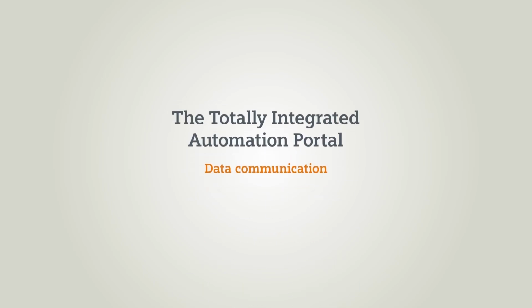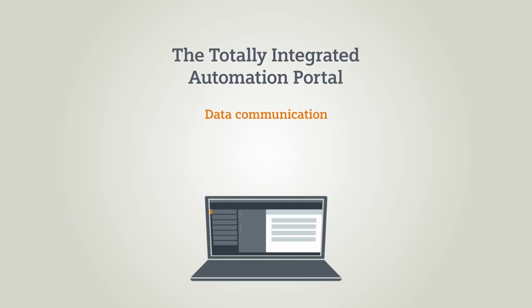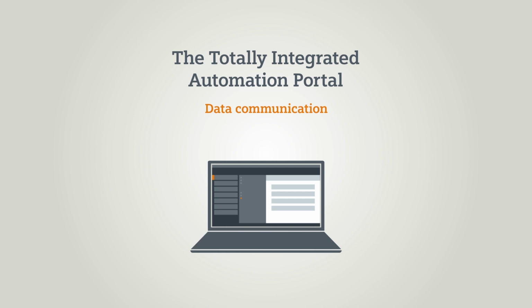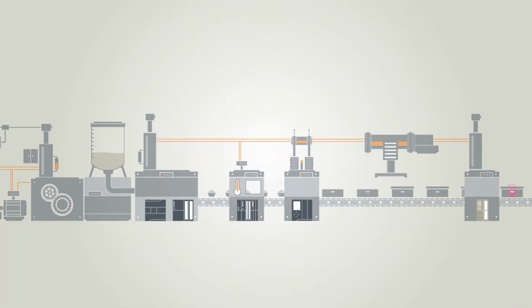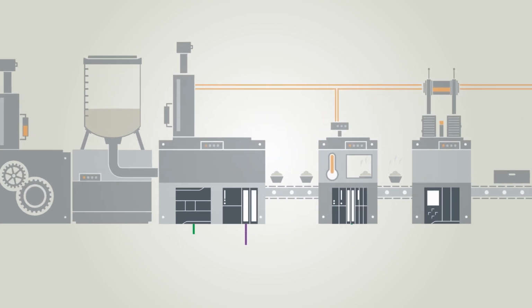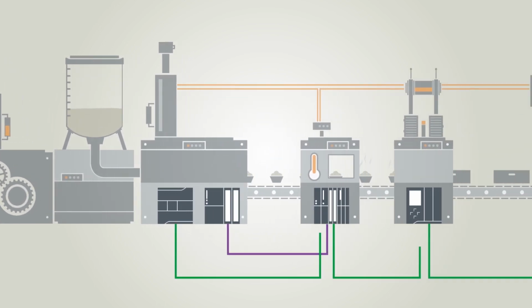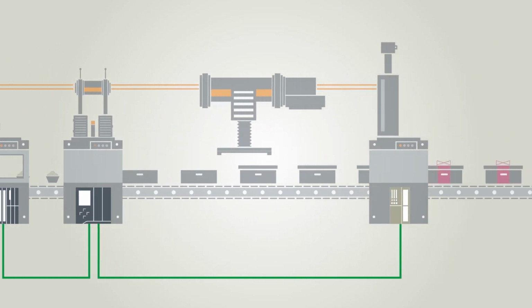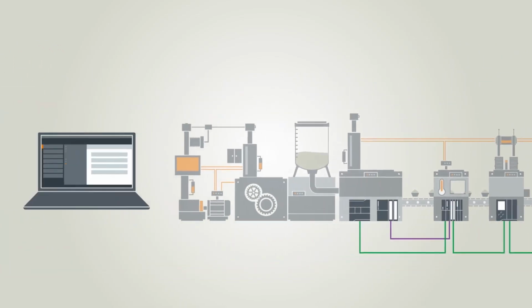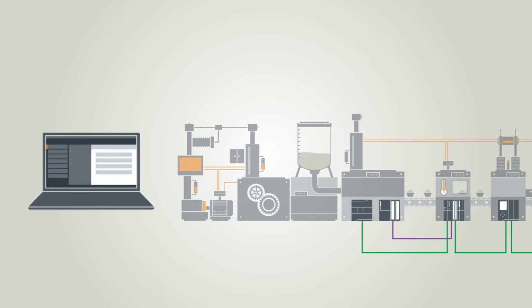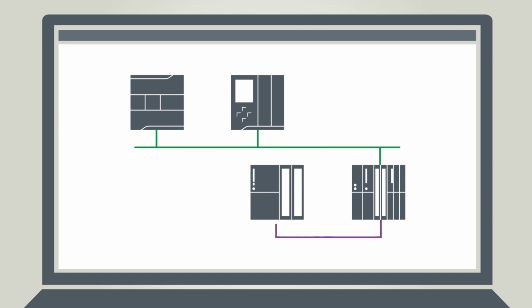In this chapter, you will learn how data communication works within the TIA portal. Data communication is defined as the communication between individual machines or controllers, including controllers from different manufacturers. Data communication is performed by a wide variety of communication mechanisms, but can be easily configured via the TIA portal.